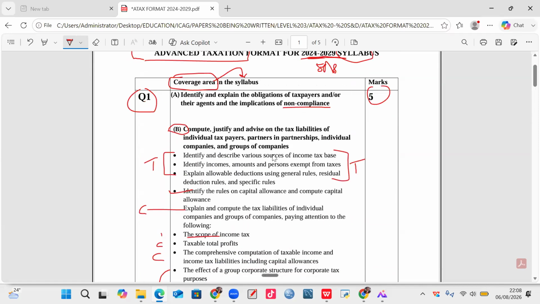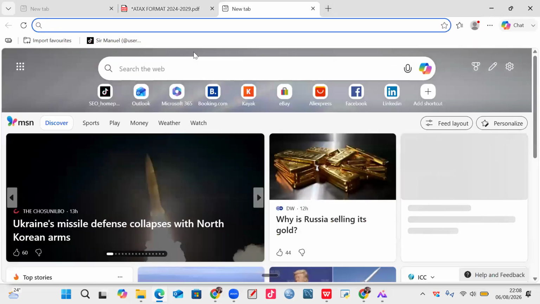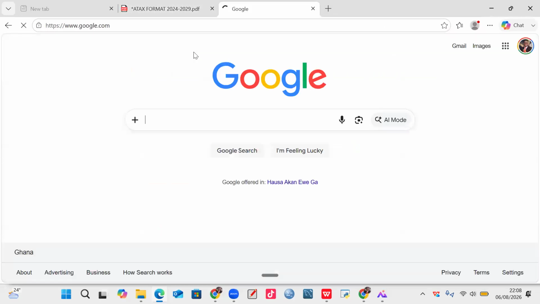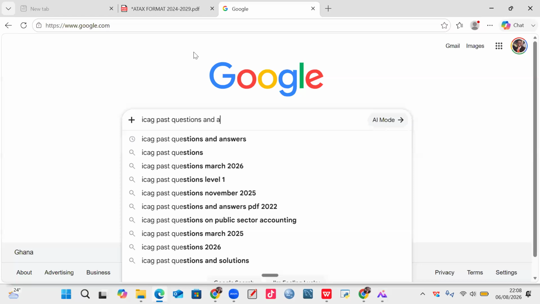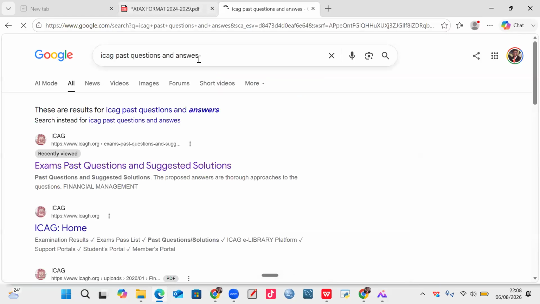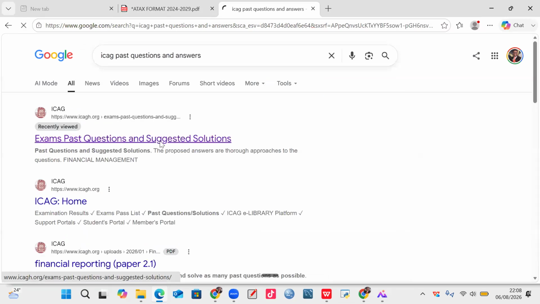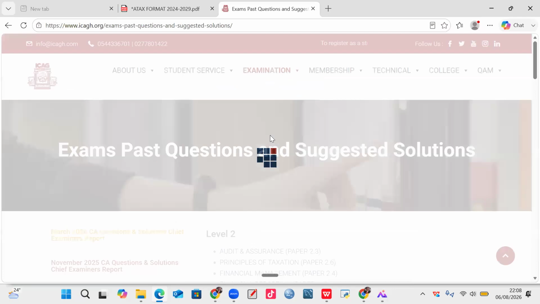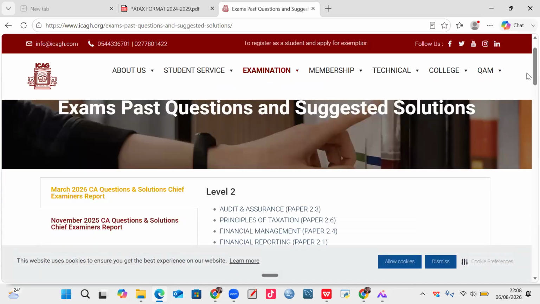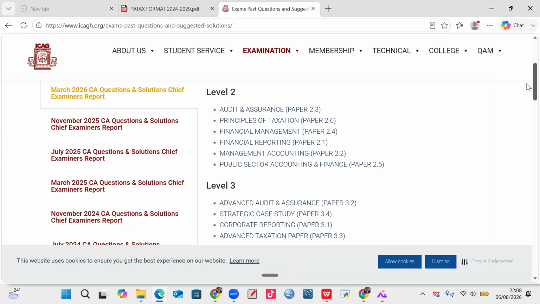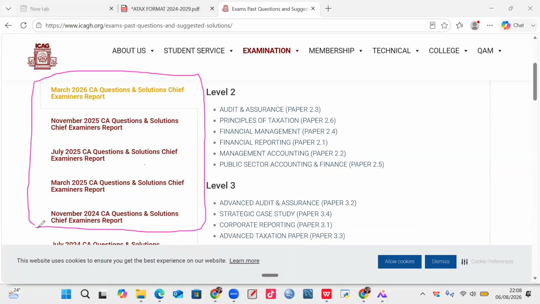That is the two. So I said, let's go to Google and check on ICAG past questions and answers. Okay. So for the 5-year syllabus period, it started in November 2024. That's when they introduced the new syllabus, here on the left in the square. So the new syllabus is covering 2024 to 2026.